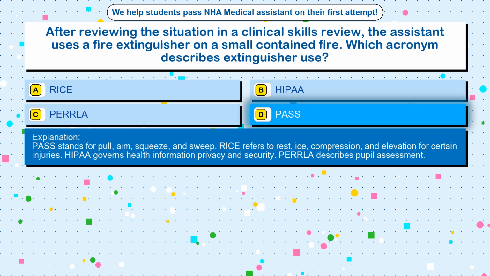PASS stands for pull, aim, squeeze, and sweep. RICE refers to rest, ice, compression, and elevation for certain injuries. HIPAA governs health information privacy and security. PERLA describes pupil assessment.